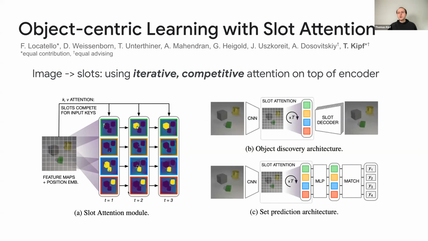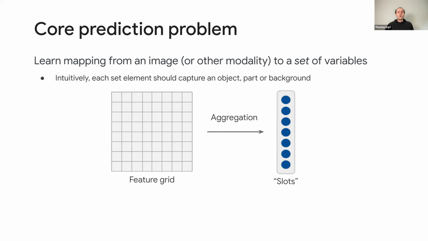And so we can train this module, and we can put it in an autoencoder and train it for unsupervised object discovery, but we can also put it in an end-to-end detection architecture and use it as a set prediction component, which is one of the predominant mechanisms of doing detection in vision these days with methods like detection transformers. And so the core prediction problem we're looking at really is to learn a mapping from an image or some other modality to a set of variables. And so intuitively, each set element should capture, say, an object, a part, or a part of the background in each of these slots.